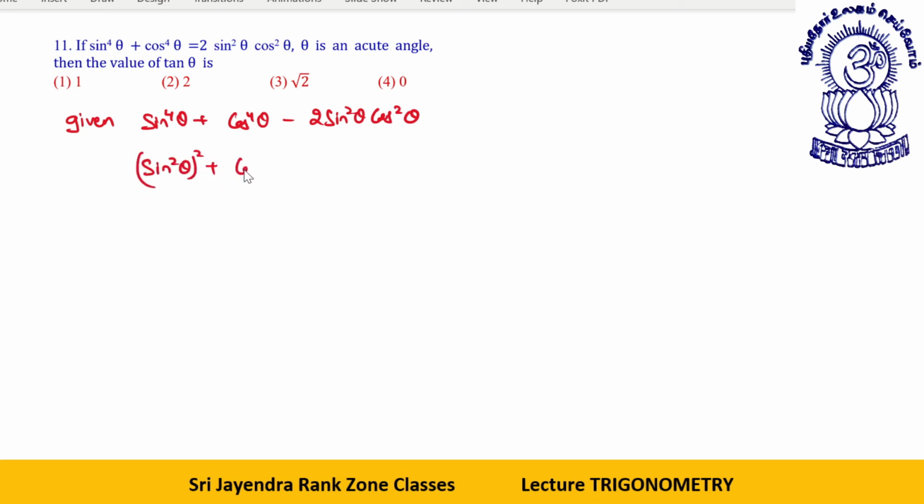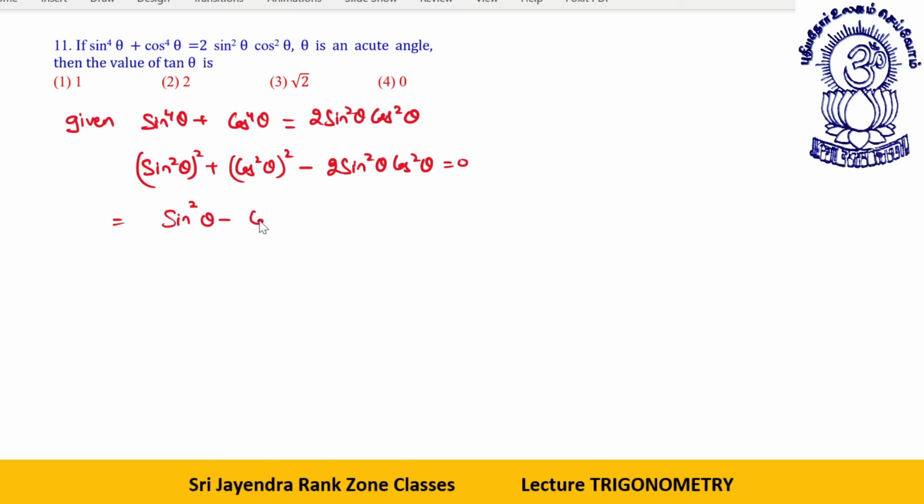or I can say sine square theta, cos square theta minus 2 sine square theta cos square theta. This is nothing but this is written like is equal to 0. This was given like this, okay.